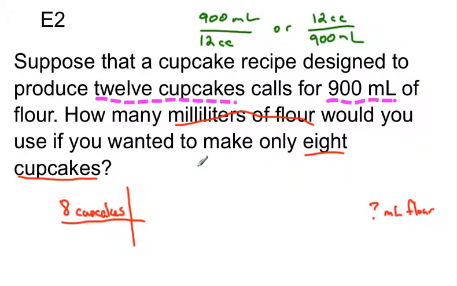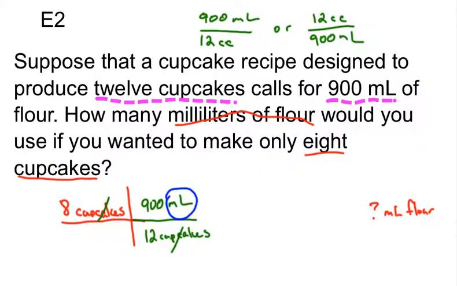Okay, so I'm going to multiply this 8 cupcakes by one of these ratios. To figure out which one I need to put in, I look here. Oh, I got 8 cupcakes, so cupcakes in my ratio needs to be on bottom, so that cupcakes cancels out with cupcakes. So this one has cupcakes on bottom, so I'm going to put 900 milliliters over 12 cupcakes. Cupcakes will cancel out with cupcakes, and I'm left with the unit milliliters, and that's what I want, milliliters of flour.